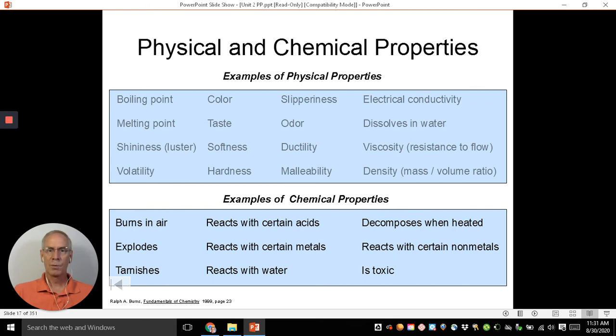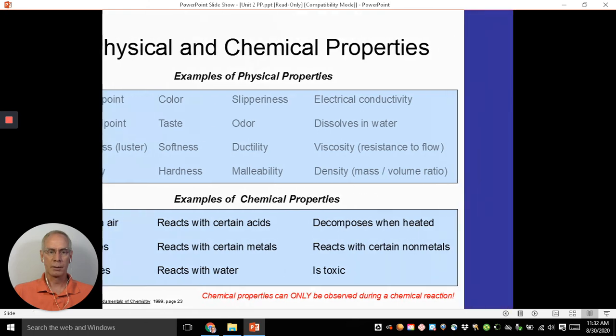When something tarnishes or oxidizes, it's corroding very slowly, so that iron rusting is actually a tarnish, right? Or maybe you have silverware that's real silver coated and it turns black over time. Then you have to clean it because there's a chemical reaction that has taken place. Some things will react with acids and dissolve, or react with metals, or react with water, or react with nonmetals. Anytime there is a chemical reaction, that is a chemical property, and you will have new substances produced. All right. The bottom line here is chemical properties can only be observed during a chemical reaction. The atoms are rearranged and you no longer have your original starting material.